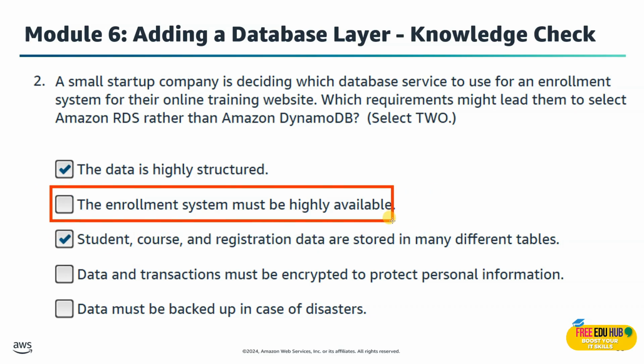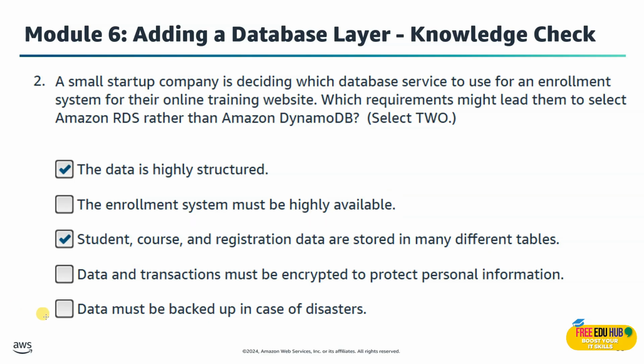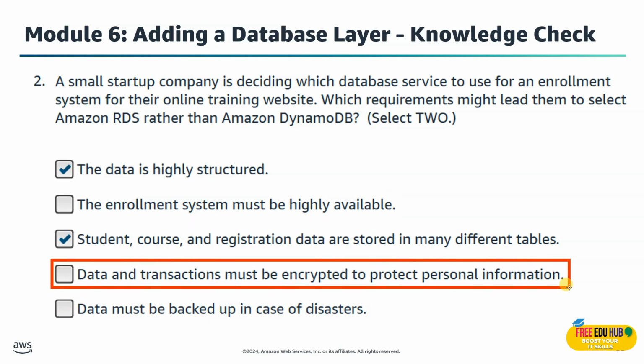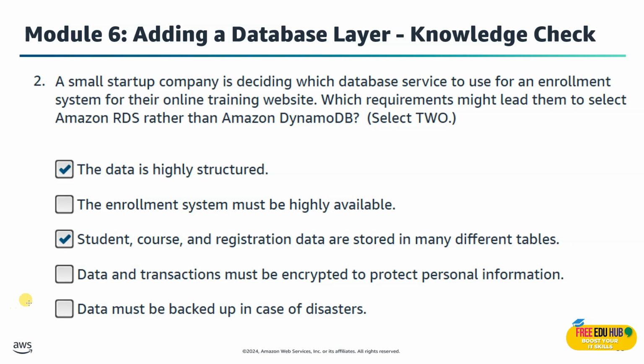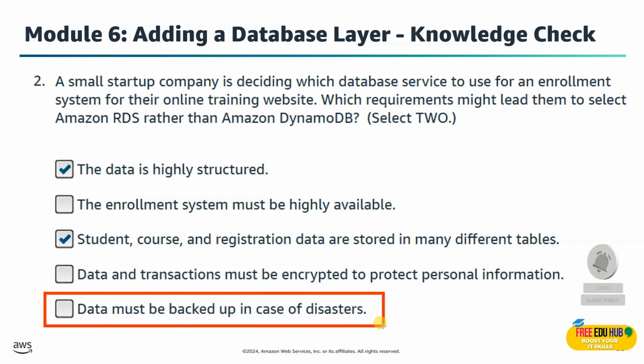The enrollment system must be highly available. That's wrong because both RDS, with multiple Availability Zones, and DynamoDB can be highly available. This doesn't decide between them. The other option is that data and transactions must be encrypted to protect personal information. Both services support encryption at rest and in transit. And then, data must be backed up in case of disasters. Both services offer backup capabilities: RDS automated backups, DynamoDB PITR, and on-demand backups.